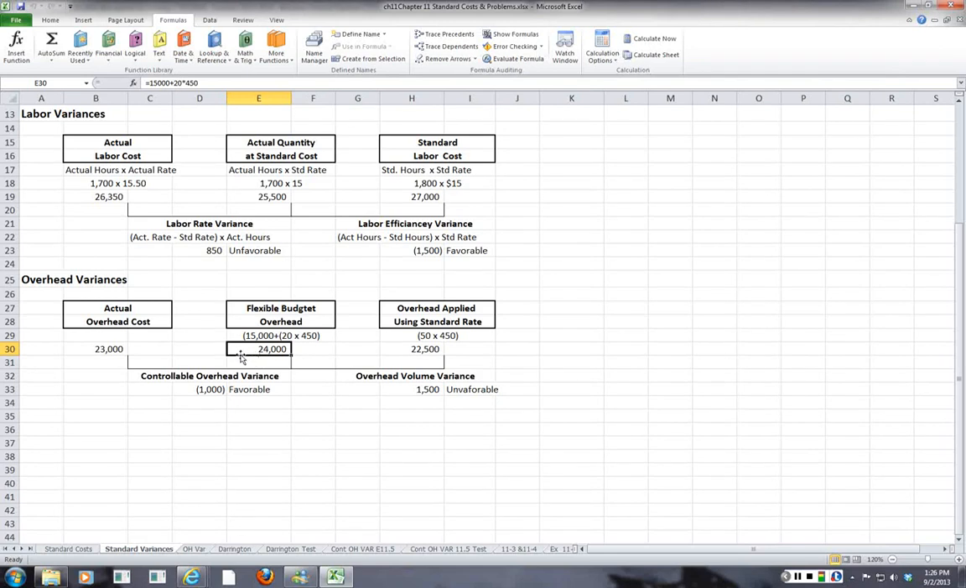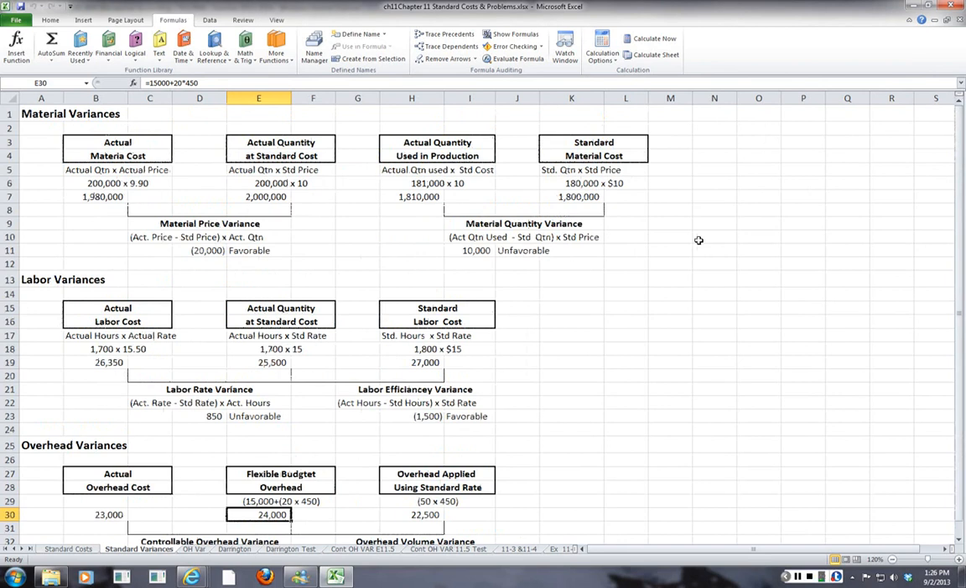Well, I hope this gives you a little bit of a view of what the variances are in this standard cost system. We're going to do a problem in the next video, but I encourage you to look at this and understand the basic aspects of these standard cost variances: material, labor, and overhead variances.